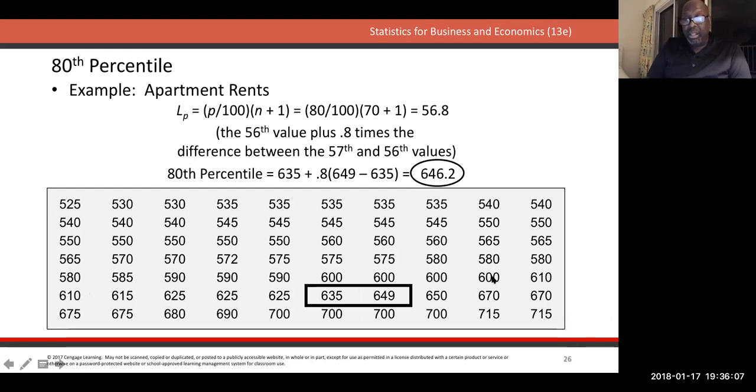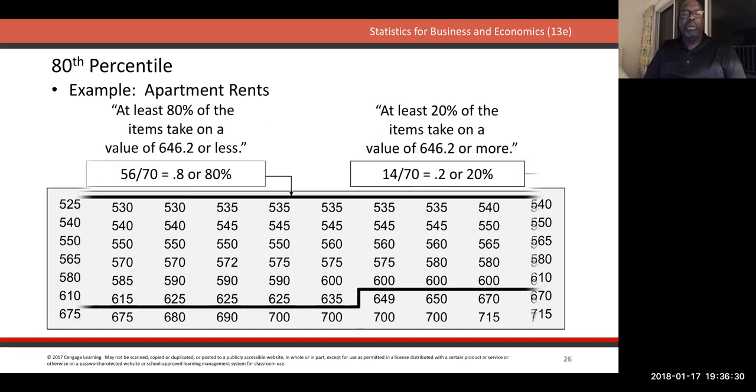So if I say 49.7, that's the 49th value plus 70% of the difference. Well, the difference is 10. So 70% of 10 is 7. So that means that the 70th percentile would be 607. That would be the 70th percentile. All right? So I'm actually going to demonstrate that a little bit more a little bit later.